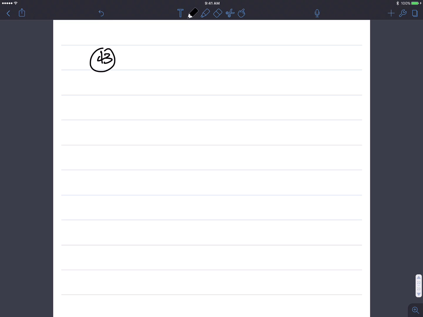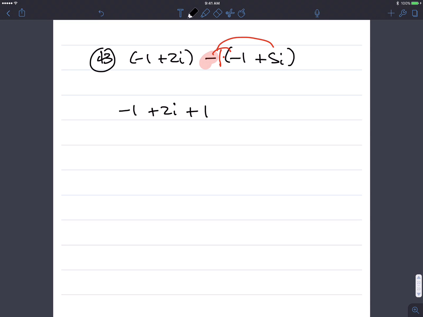43. -1 plus 2I minus a negative 1 plus 5i. So here we have a subtraction problem. Don't forget to distribute that negative sign to both terms because it's really negative 1 times. The first set of parentheses falls away, and we get negative 1 times negative 1 is positive 1. Negative 1 times positive 5i is negative 5i.